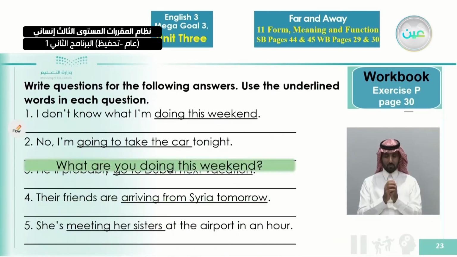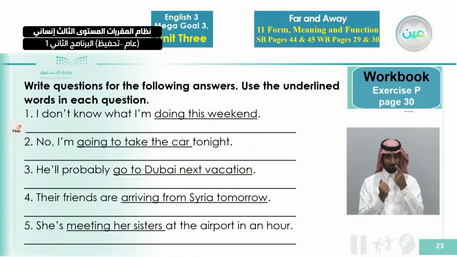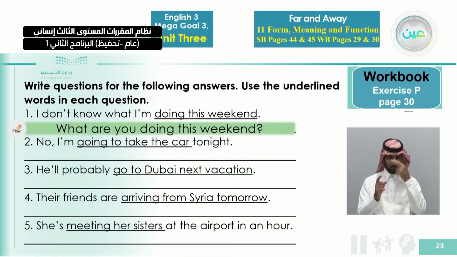Okay. Another exercise here. Write questions for the following answers. Now, doing this weekend. Now, I don't know what I am doing this weekend. So here, we want to ask about the right WH question. Write the question for the following answers. Use the underlined words in each question. Here we are asking what. What are you doing? Okay. So what are you doing this weekend? Now this is the answer. The opposite. Now we're giving the answer, and you need to write the right question.